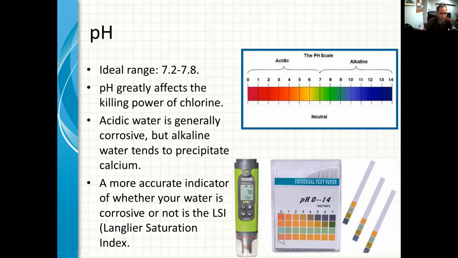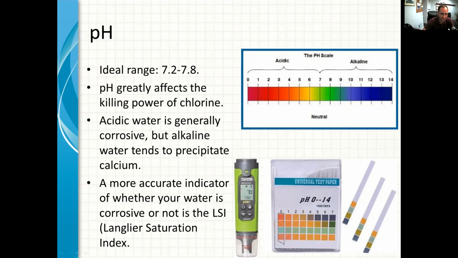So if we want to measure pH, there's a lot of different ways to do it. Fastest way is test strips. I have a picture of the test strips that I use in the lab. Goes all the way from 0 to 14 range. So they're not really accurate for pools. Most pools are somewhere in the 7 range. So they're good to get a general idea.